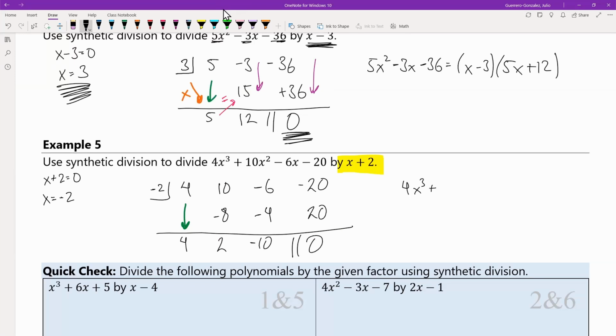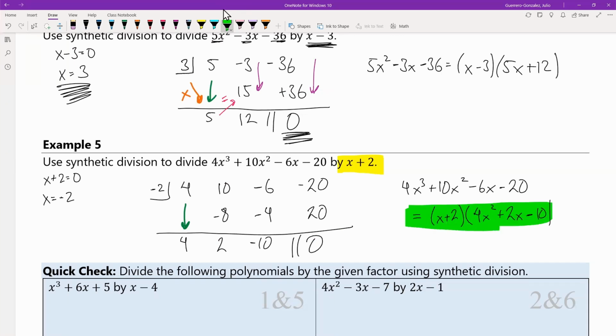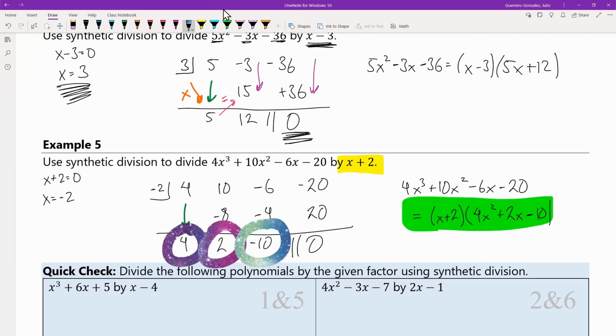4x cubed plus 10x squared minus 6x minus 20, so the original is equal to x plus 2 times 4x squared plus 2x minus 10. And hopefully you guys see that each one of these coefficients, the 4, the positive 2, and the minus 10, are the 4, positive 2, minus 10 that are right there. And that's it.